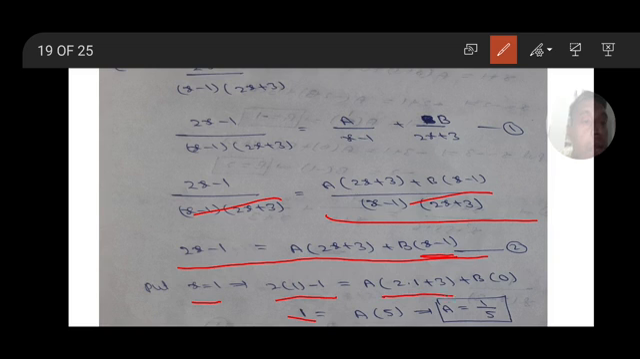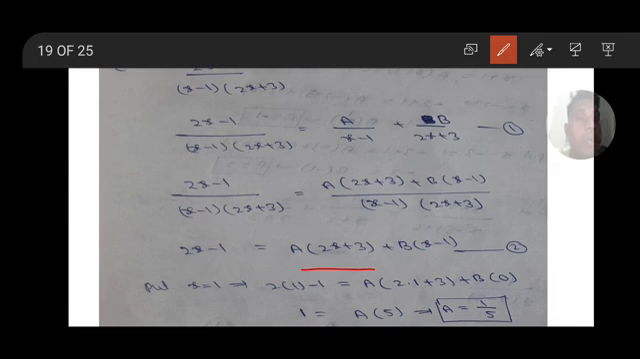And a into 2 into 1 plus 3, that is 5a. 2 into 1, 2, 2 plus 3, 5. b into 1 minus 1 means 0. Therefore, 1 equal to a into 5. So, a equal to 1 by 5. It will divide. A value is 1 by 5.